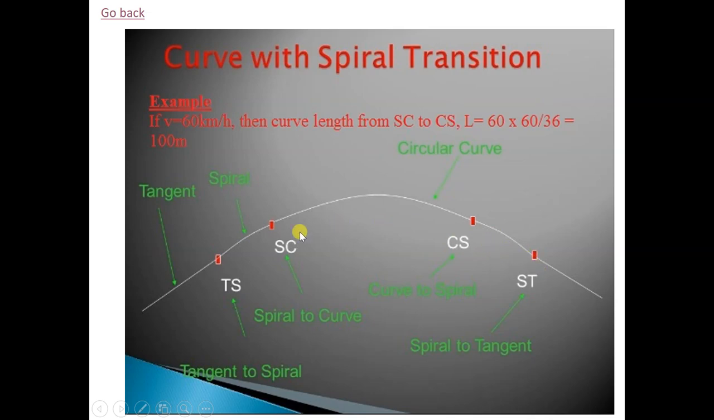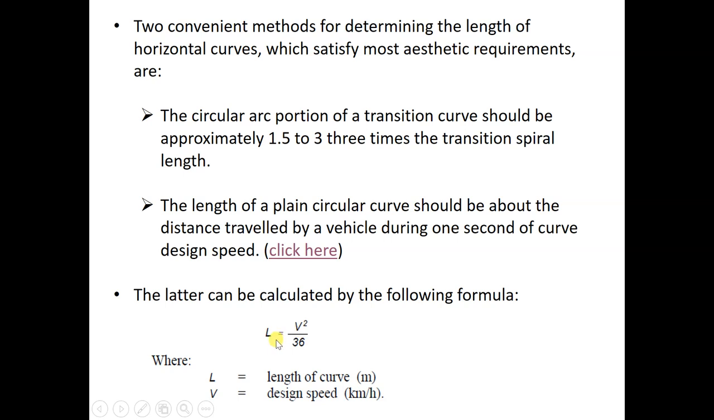When we talk about L, this is the circular curve length L, and this SL is the spiral length, on both sides. The length of the circular curve can be found by this formula: V squared divided by 36.